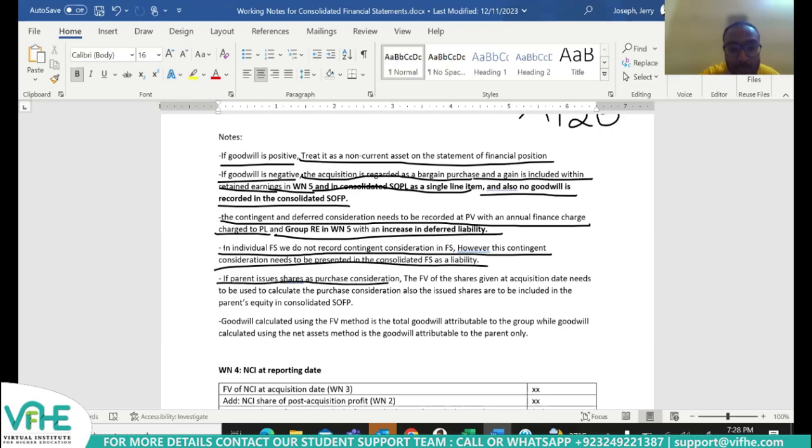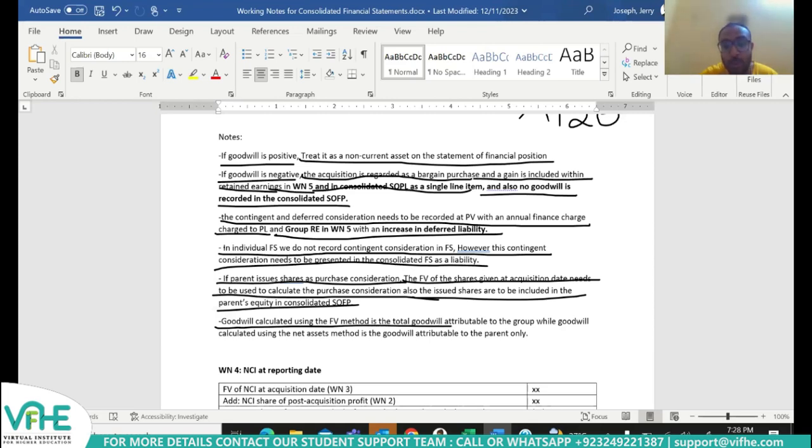If the parent issues shares as purchase consideration, the fair value of the shares given at the acquisition date needs to be calculated for the purchase, and the issued shares also need to be included in the parent's equity in the consolidated SOFP. Okay, so goodwill calculated using the fair value method is the total goodwill attributable to the group, while the goodwill calculated using the net assets method is the goodwill attributable to the parent only, which I told you.